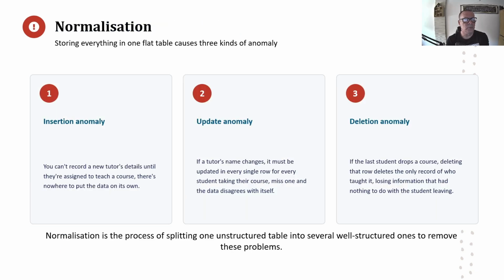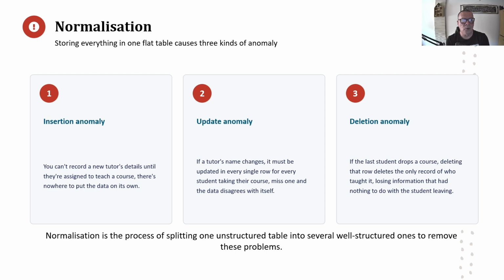Now we're going to have a look at normalization. When we're storing data in a flat file, the kind we looked at the beginning, we have various problems that causes. One of the problems it causes is called the insertion anomaly. So if we had tutors teaching students and we had a new tutor arrive, we'd have nowhere to store their information until they were actually assigned to teach a course. So that's a bit of a problem. Where do we create this data if we want to before actually assigning them to a course?